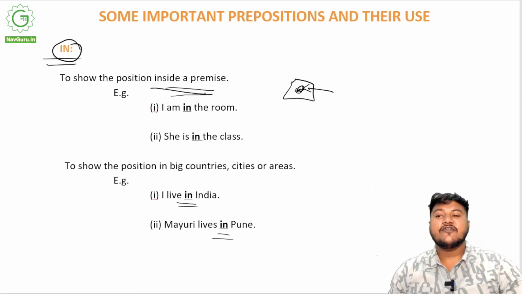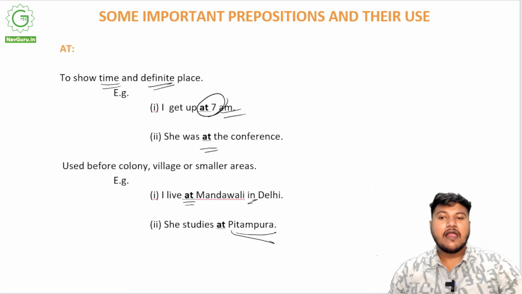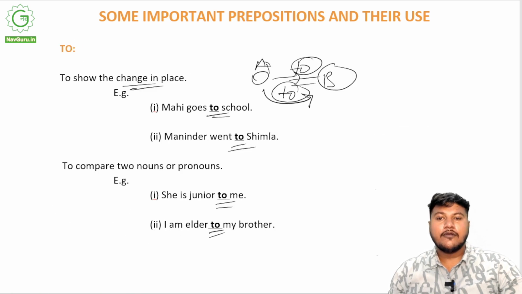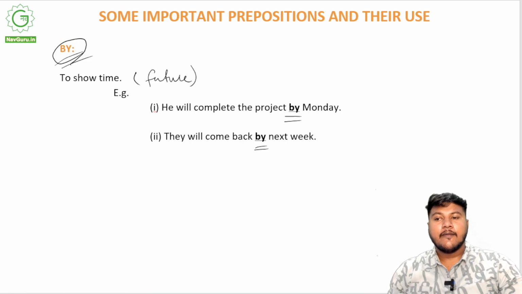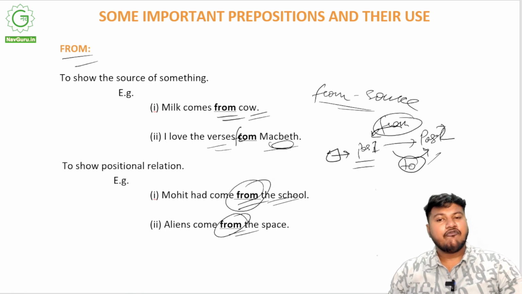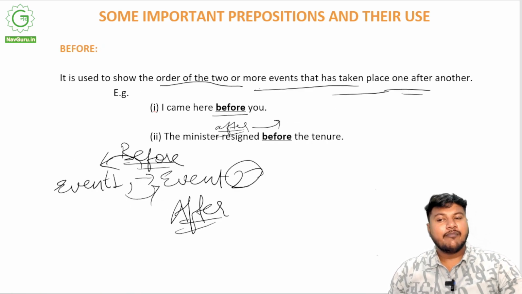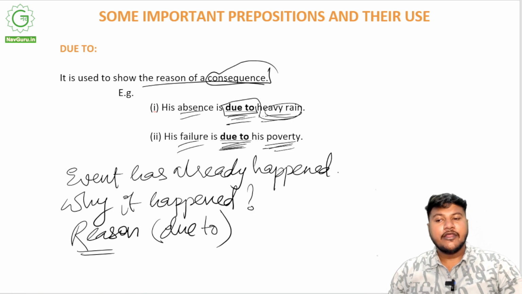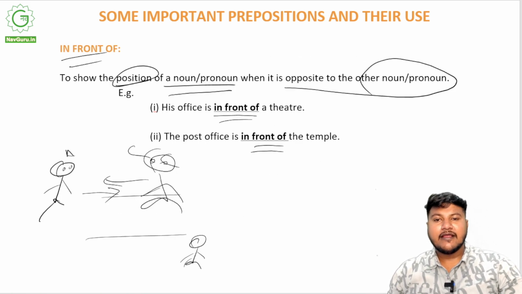Some important prepositions are in, into, at, on, upon, to, by, with, from, between, among, before, after, about, due to, in spite of, despite, and in front of. So these are the prepositions that we have learned.